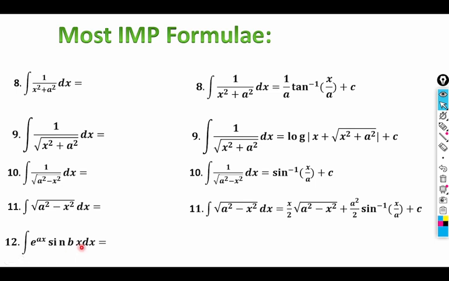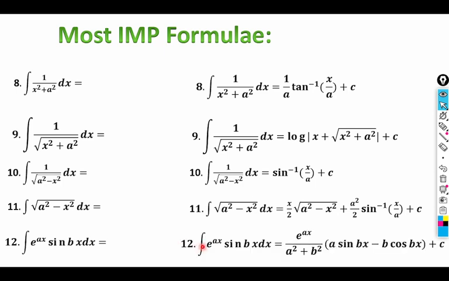And here is the last formula on this slide: integral of e raised to ax sine bx dx. This formula may be new to you, but it can be derived by integration by parts only. You have to apply integration by parts 2 times and simplify. Hardly do we require this formula, in one example only. So the formula is e raised to ax upon a square plus b square, times a sine bx minus b cos bx, plus c. So that is about the 12 formulas.